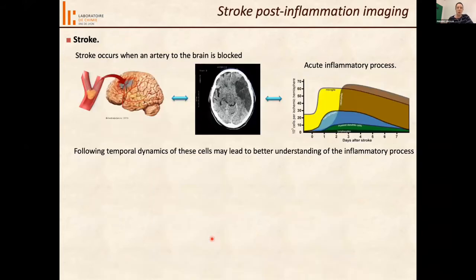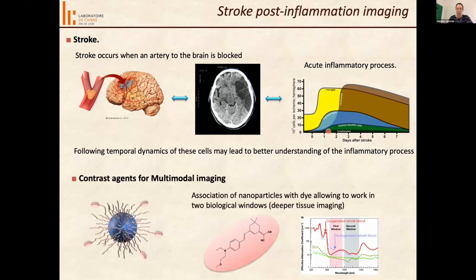So the first example I want to show you of use of this system is stroke. Stroke, more specifically, is in the brain. That's very important to image. And then, the classical activation through the strong inflammatory process, activation of cells such as microglia, for example, or macrophages. So in order to do that, we want to work with the hybrid nanoparticle.